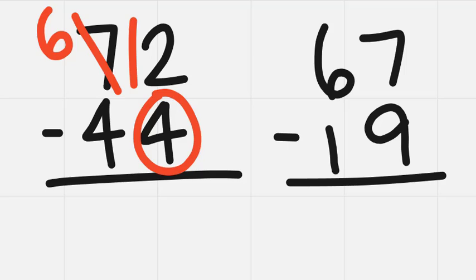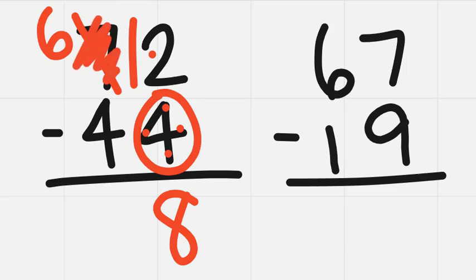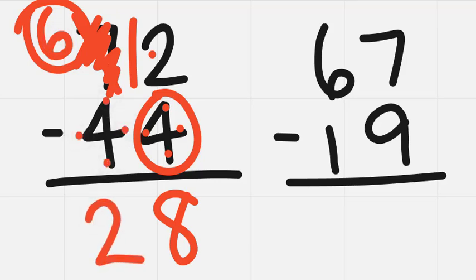Now we can subtract. We'll touch and count. 12, 11, 10, 9, 8. In the next column, we don't care about the 7 anymore. We'll circle the 6, touch and count. 6, 5, 4, 3, 2. Our answer is 28. Let's answer the next problem together.